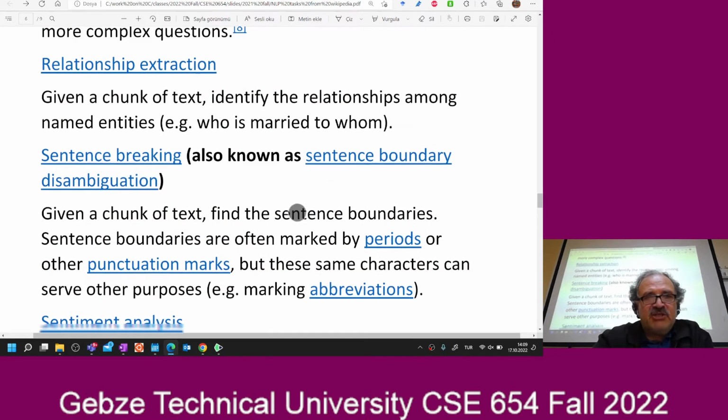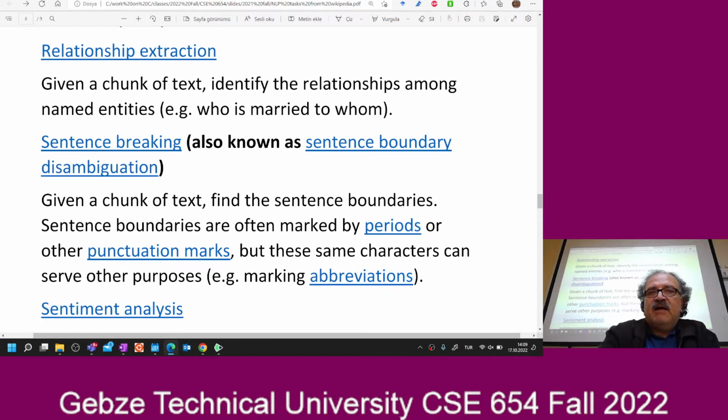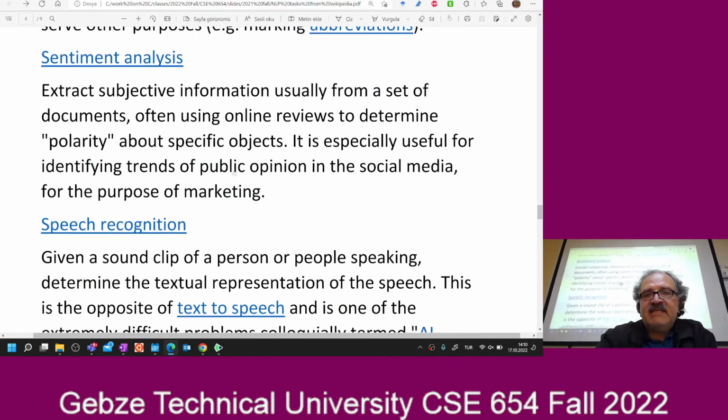Relationship extraction. Okay. I read some kind of a text. After that, I ask this question: who is married to whom? Give me those. Who is the advisor of this professor? Who are the students of this professor, and etc. Okay. Sentiment analysis: given a text, you need to give the polarity of the sentiment. This is a positive sentence, negative sentence, neutral sentence. Okay. I like this company very much. This is a positive sentence about that company.